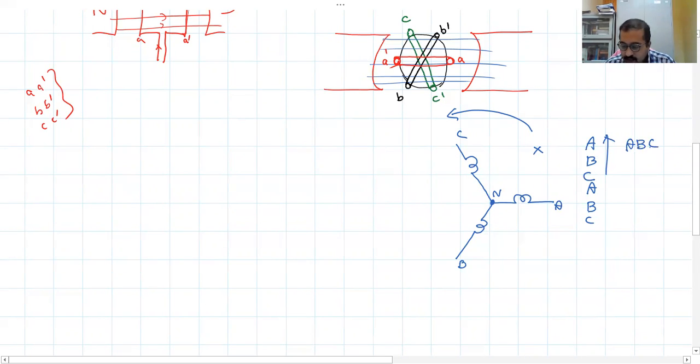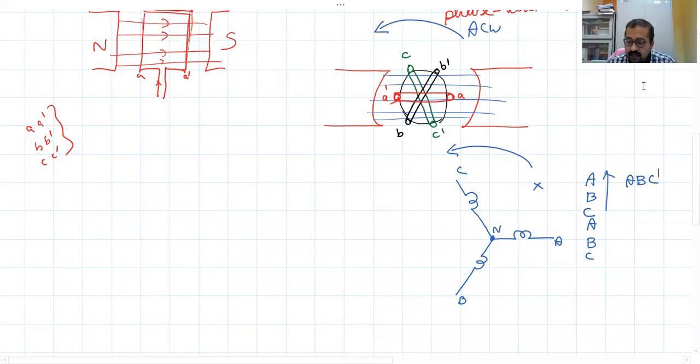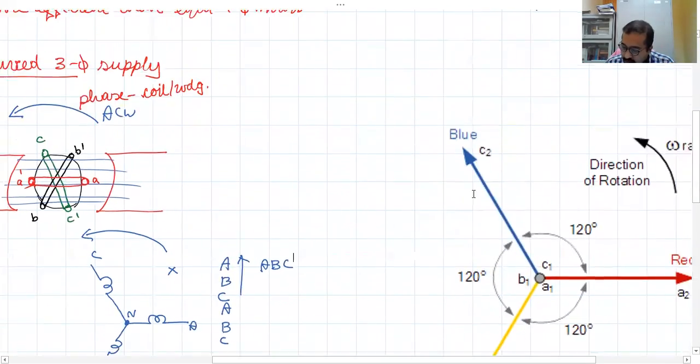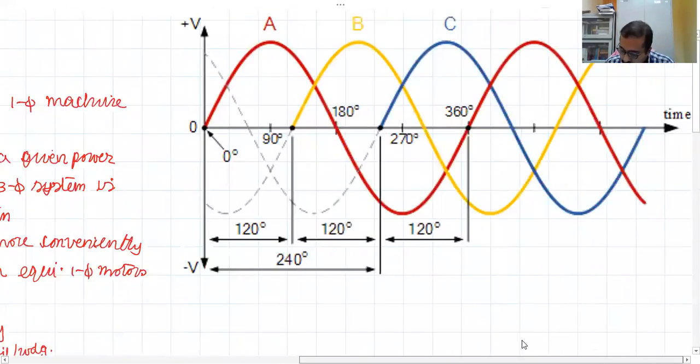Keep in mind, phase sequence means the order in which the EMF becomes maximum in the respective coil. First EMF in A will become maximum, then followed by 120-degree, coil B EMF will be maximum. And then after another 120-degree, the EMF in coil C will be a maximum. That is what is shown here. So first EMF in coil A becomes maximum, then the EMF in coil B becomes maximum, followed by coil C. So this is called phase sequence ABC.